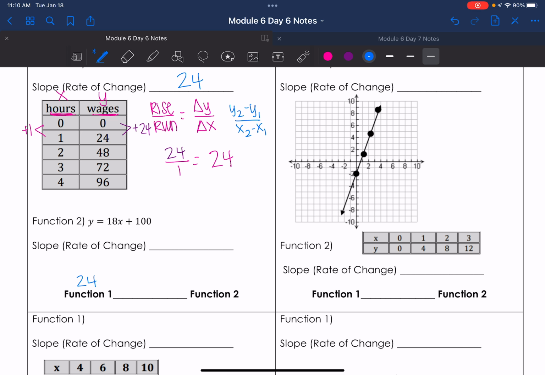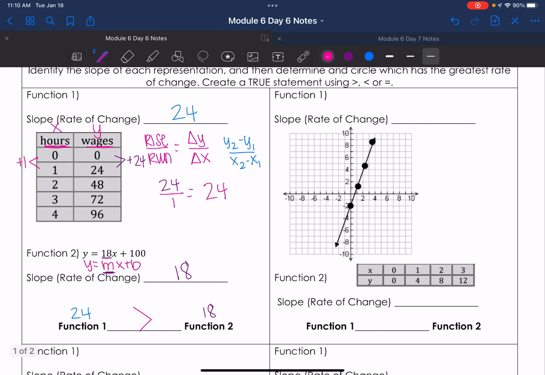Then function number 2, we have to look at our equation. So it's y equals 18x plus 100. We know that y equals mx plus b is our slope-intercept form. And we're just identifying our slope, which happens to be right here, that m, so it's 18. So function number 2 is 18. Then we just determine, based off of those 2 numbers, is 24 or 18 greater? That would be 24. So we just write a greater than sign. And that's it.